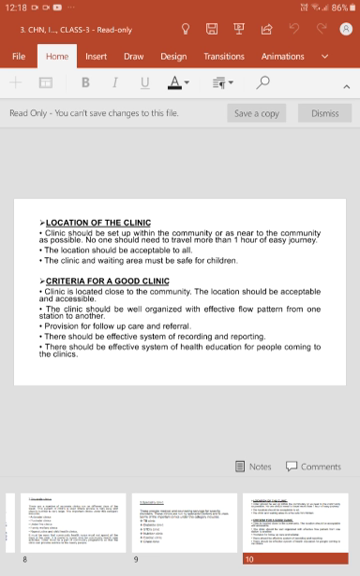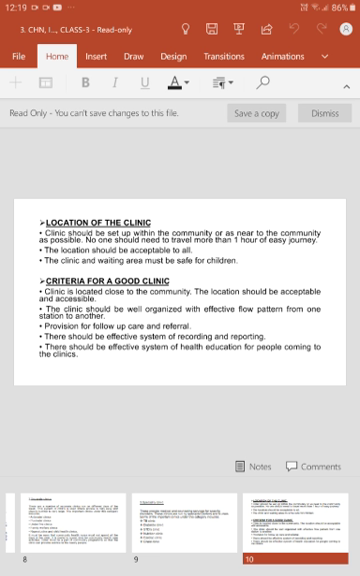Then the clinic and waiting area must be safe for children, because once there is a clinic, they should maintain good safety for the children. They should maintain the proper physical structures, and nothing should be a demerit towards the children. It should always be safe for children. So the waiting area and everything should be appropriate in terms of medical and physical structure. Once they are building clinics, it should be done in a proper way.